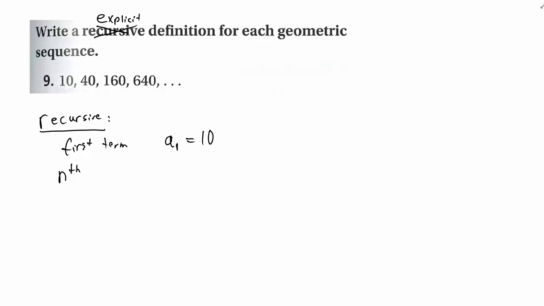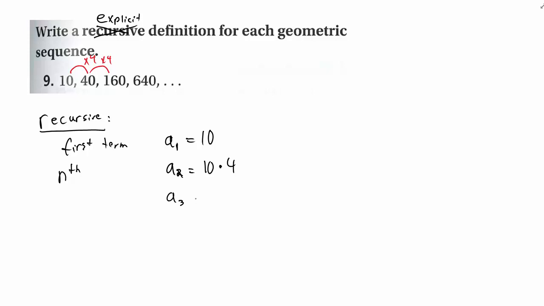Well, how are we getting from one term to the next? Well, we're multiplying by a certain number. That number we're multiplying by is 4 each time. So to get the nth term, let's walk it through slowly. To get the second term, you take the first term and you multiply by 4.